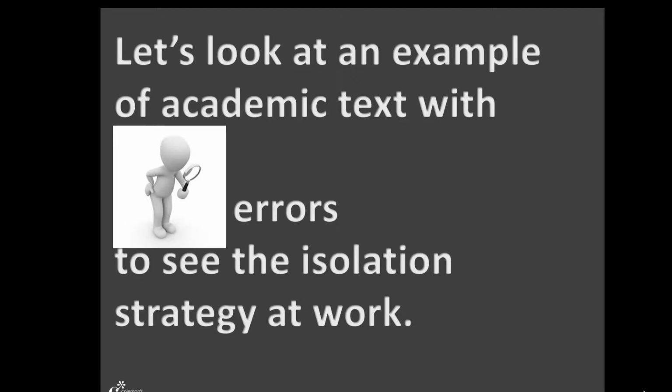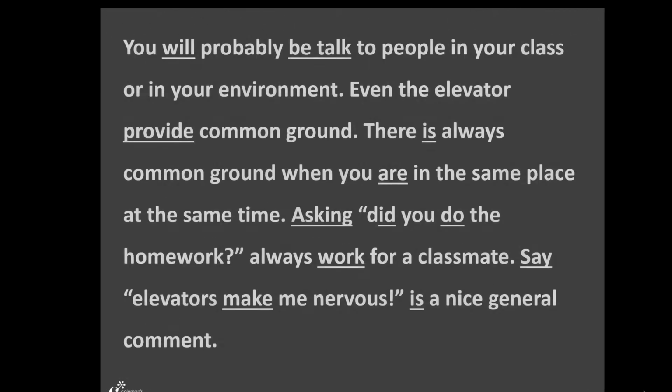I'll be isolating and underlining the verb forms. Then I will go through and look at them one by one and check my forms in this paragraph. First, I'm going to go through my paragraph and underline everything that I think is a verb. We have will, be, talk, provide, is, are, asking, did, do, work, say, make, is. Okay, now I have all the verb forms isolated.